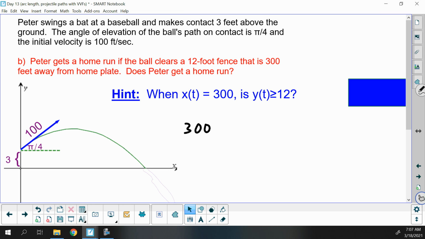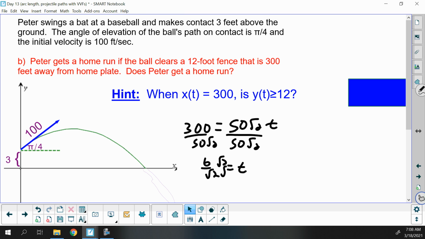So we're going to take that 300 and set it equal to the horizontal component, because what this will do is it'll tell us at what time the ball reaches 300 horizontal feet out. So if we divide by 50 square root of 2, this will give us 6 over square root of 2. And if we rationalize, we'll get 6 square root of 2 over 2, which is the same as 3 square root of 2 seconds for t.